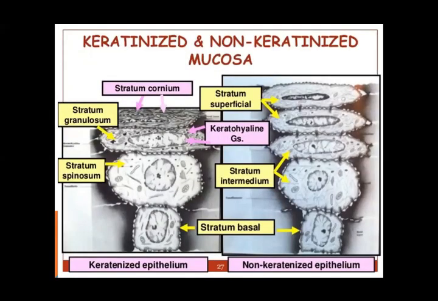Keratinized and non-keratinized mucosa, four layers. This is the stratum corneum, this is the stratum granulosum, this is the stratum spinosum, and the stratum basale. This is the keratinized epithelium. Non-keratinized epithelium: this is the stratum superficiale, then stratum intermedium, and stratum basale.